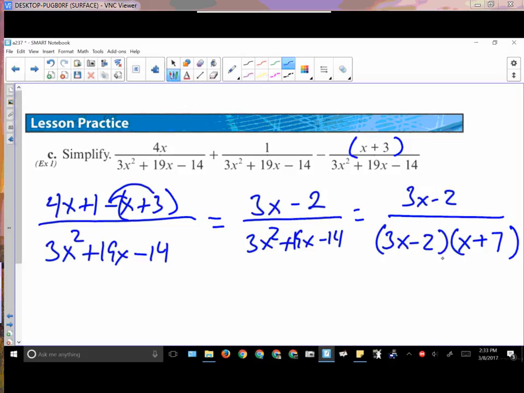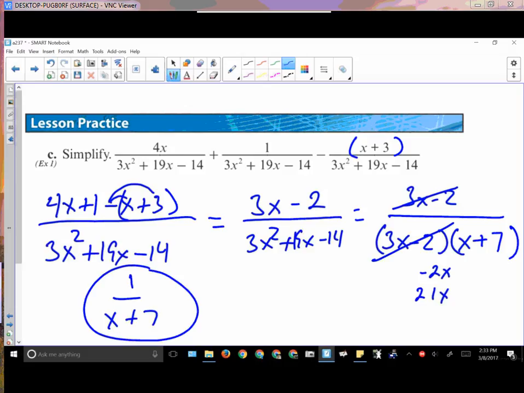3x times this gives me negative 2x. 3x times 7 gives me 21x. So do I get my 19x? And I do. So now, cancel this with this, and I end up with 1 over x plus 7. That's the whole answer. Yes, it does take a little bit of time to go through these.